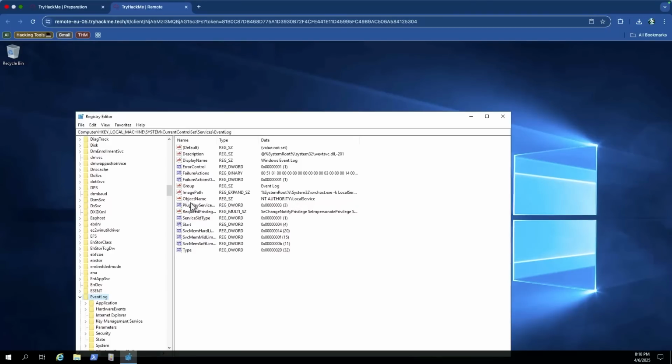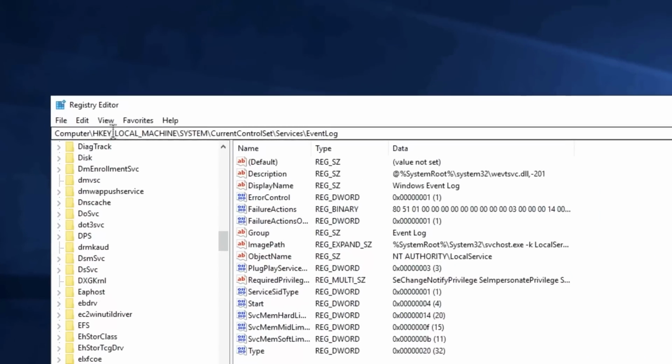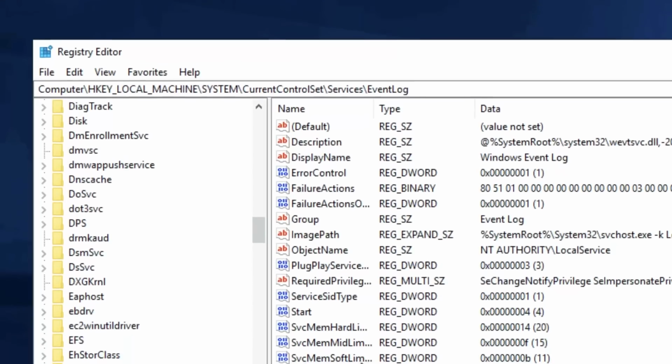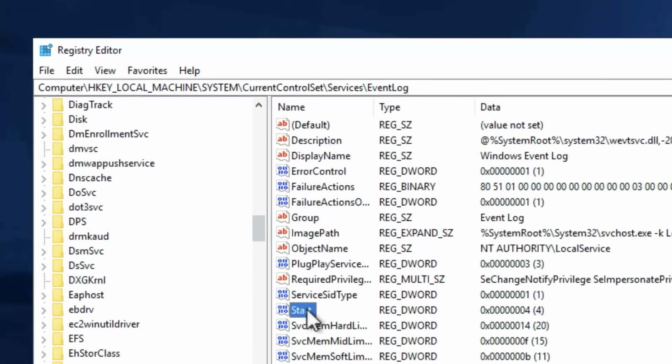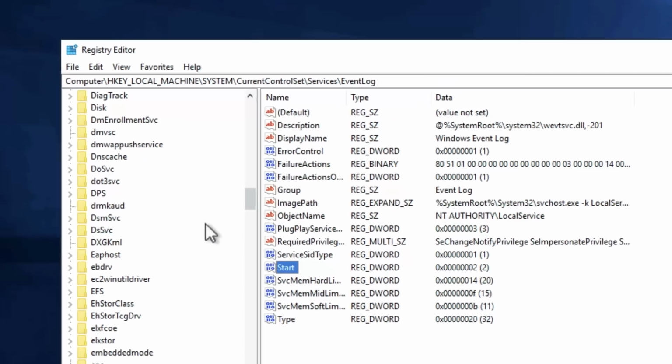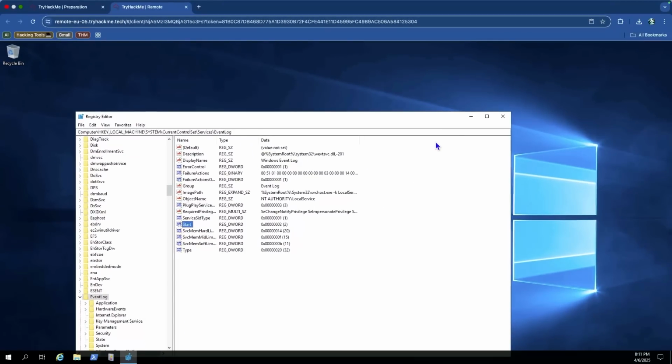So when we go over here, you can actually see this right here. You have HKEY_LOCAL_MACHINE, System, CurrentControlSet, Services, EventLog, right? It's pretty much exactly where it needs to be. The one other thing I need to do is modify the Start element right here. If I double click this, the value is set to 4, and we just need to set it to 2 so that it actually starts. And we do that, and that's basically it.